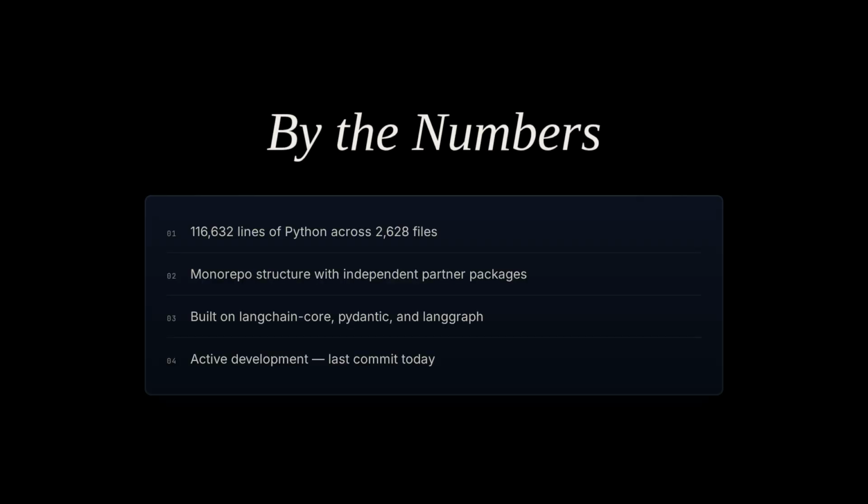This is a substantial codebase, nearly 117,000 lines spread across 2,600 files. It's organized as a Python monorepo, with a minimal core layer and independently versioned partner packages for each LLM provider. The repo is actively maintained, with a commit pushed just today.